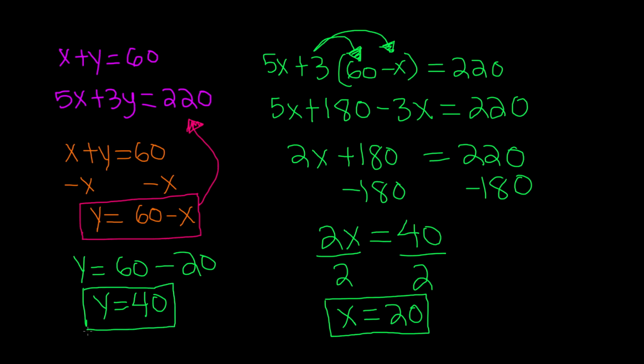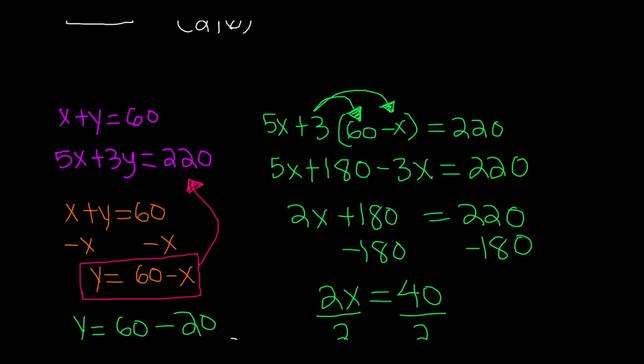So the final solution for this system of equations is going to be x, y format. So it's going to be 20, 40. So the point on the graph, which is 20, 40, is where the equations of these two lines intersect. So this is how you solve a system of equations using the substitution method.